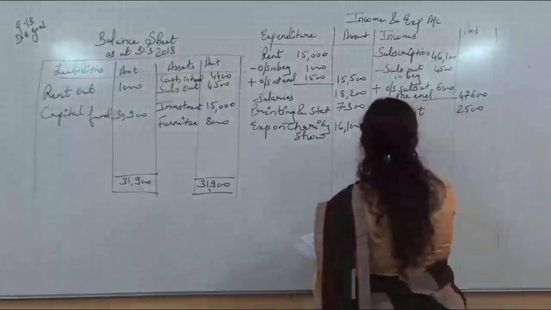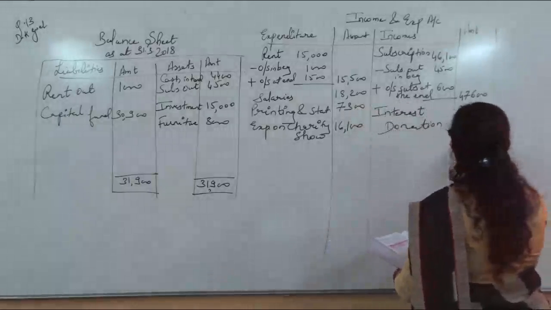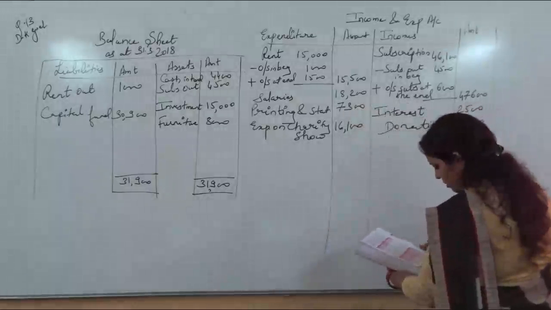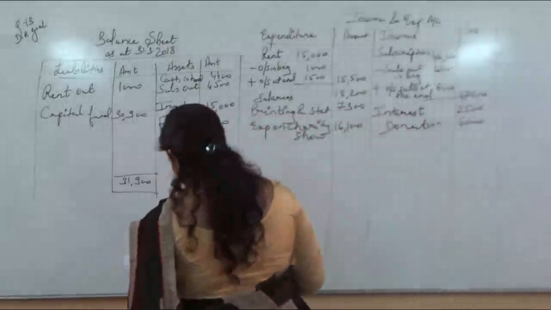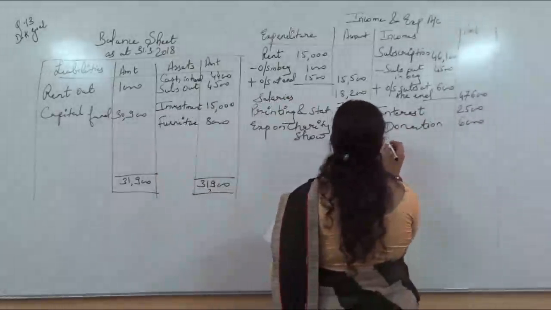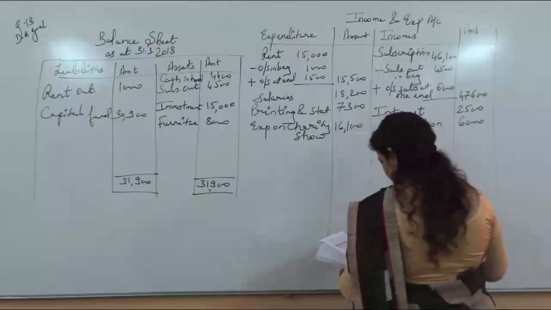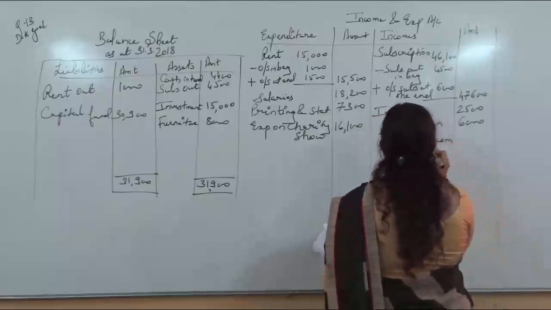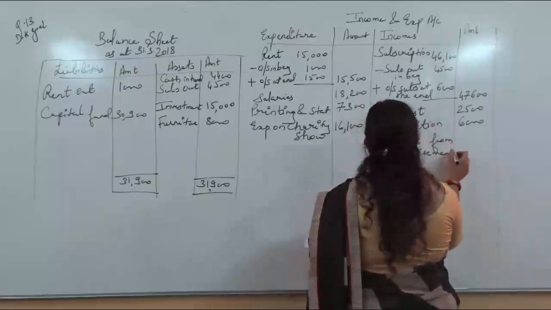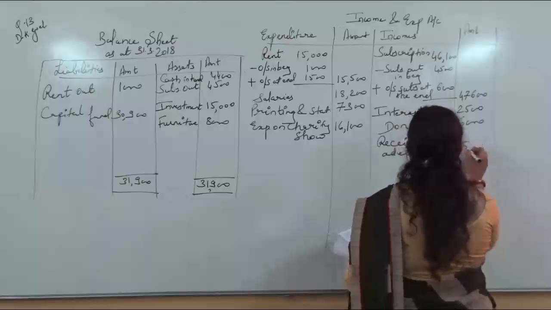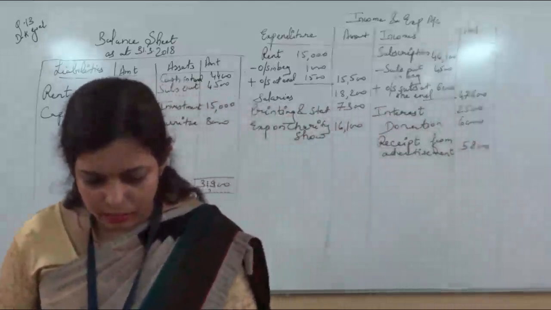Then donation, it's a normal donation. Take it here. Donation, how much is it? 6,000. And then donation for building extension, it is a specific donation. Receipt from advertisement, it is a nominal item. Nominal income, recurring income, receipt from advertisement. Receipt from advertisement, how much? 5,200. Okay. I have taken the items and I have covered them.